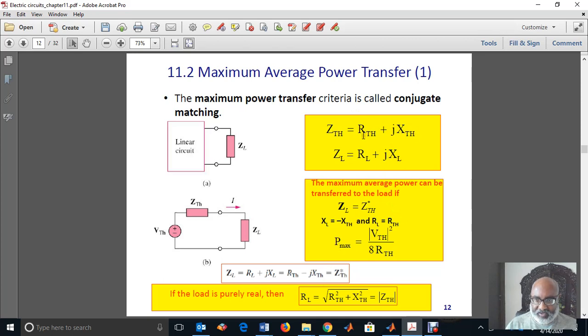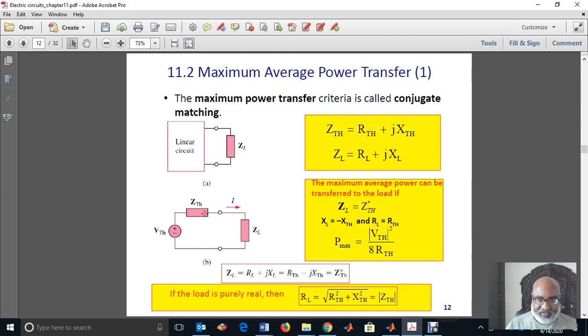So in that case, what does it mean? If I take ZL equal to Z Thevenin conjugate, it means XL will be minus X Thevenin. So XL is equal to minus X Thevenin and RL is equal to R Thevenin.